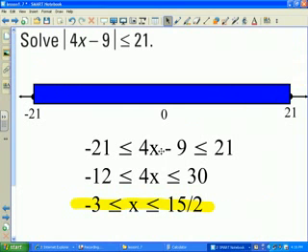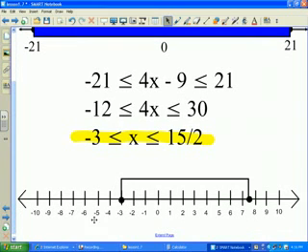Algebraically, I would express that as 4x minus 9 is greater than or equal to -21, and 4x minus 9 is less than or equal to positive 21. Then I go ahead and solve that compound inequality. I get the algebraic solution for x, and I can express that graphically or geometrically here. X is greater than or equal to negative 3, and x is less than or equal to 15 halves.